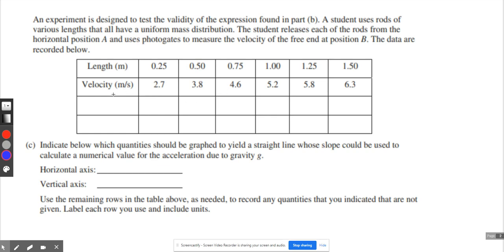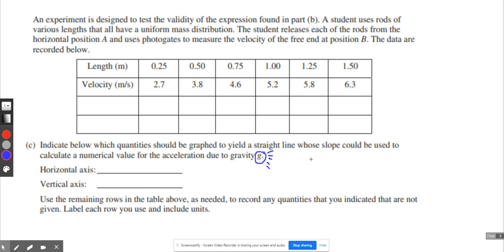And so we want to use this data somehow. For part C, they say, indicate below which quantities should be graphed to yield a straight line whose slope could be used to calculate the numerical value for the acceleration due to gravity, g. Let's go ahead and circle this. So we want to solve for this thing.